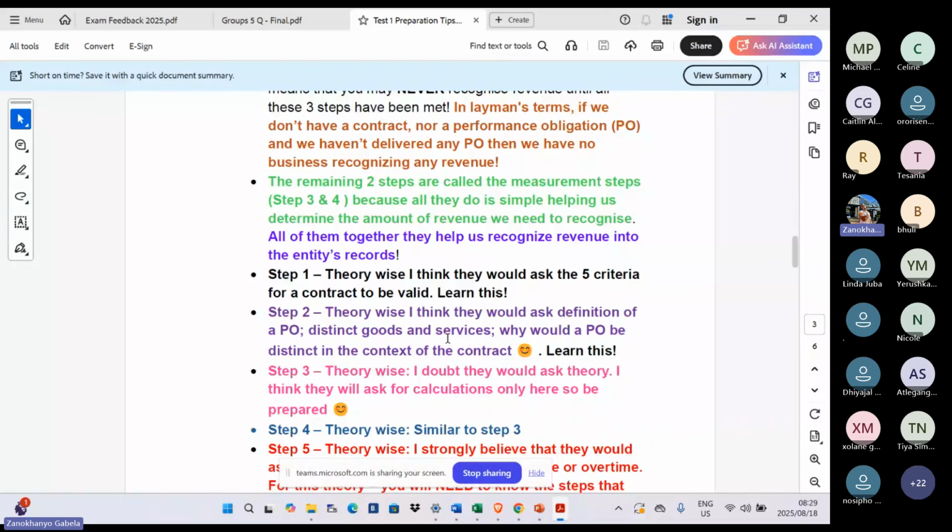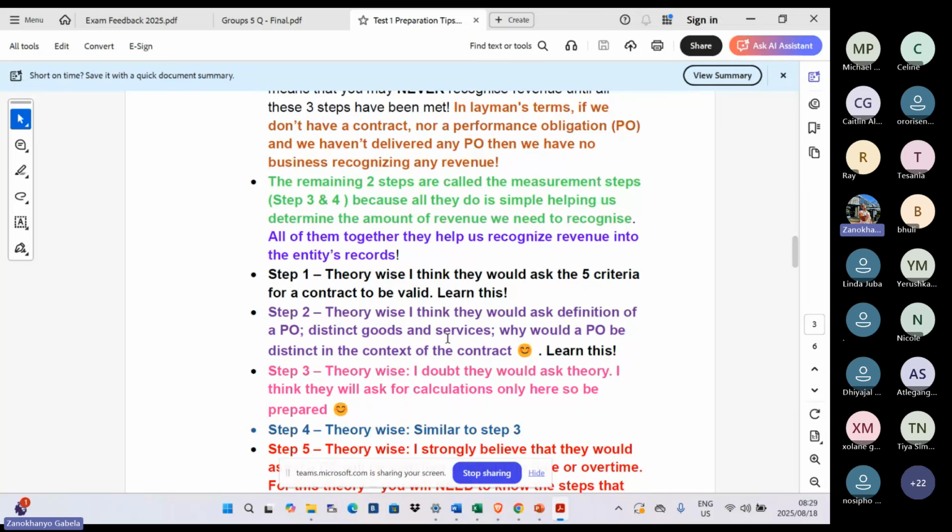Let's go to the labor. Is it possible for you to buy materials and electrical supplies separately, and then ask for labor from a different company? Definitely, it's very much possible. So that also means that labor as well is a distinct good and a service.